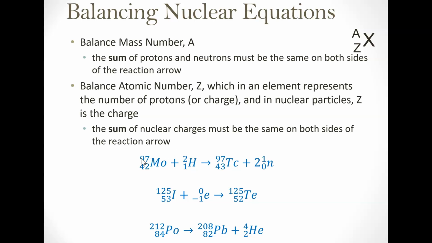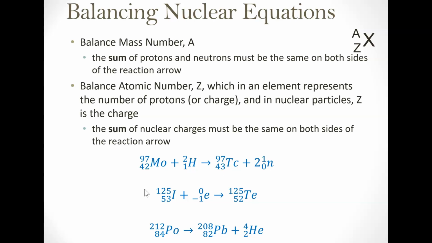Notice that the sum of the mass numbers is 99 on the reactant side, and the sum of the mass numbers is also 99 on the product side. And I say 99 because we have 2 neutrons, each with a mass number of 1. So this is 2 plus 97 is 99. If we sum the charges, 42 plus 1 is 43. 43 plus twice 0 is also 43.